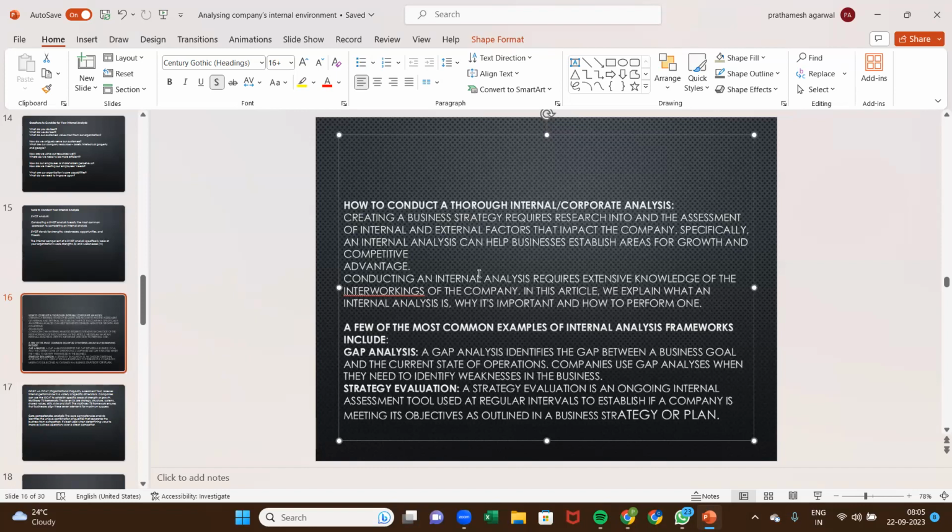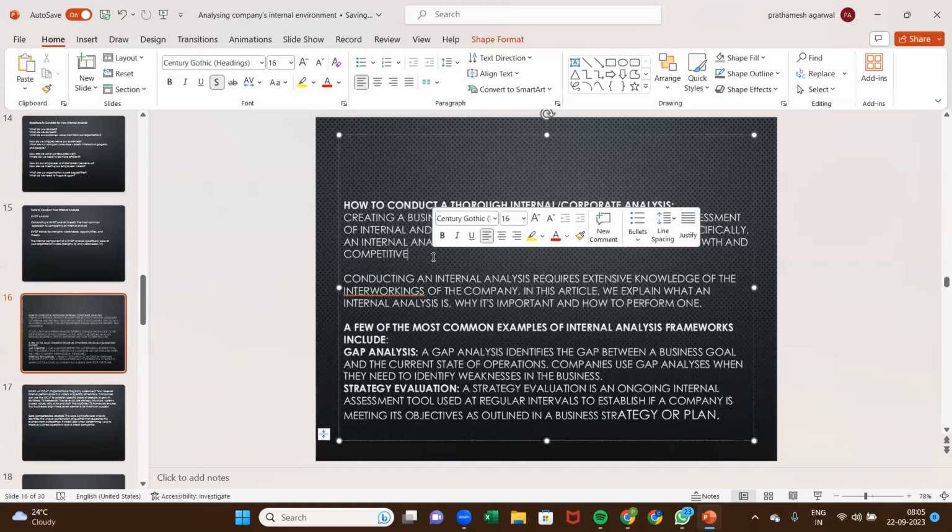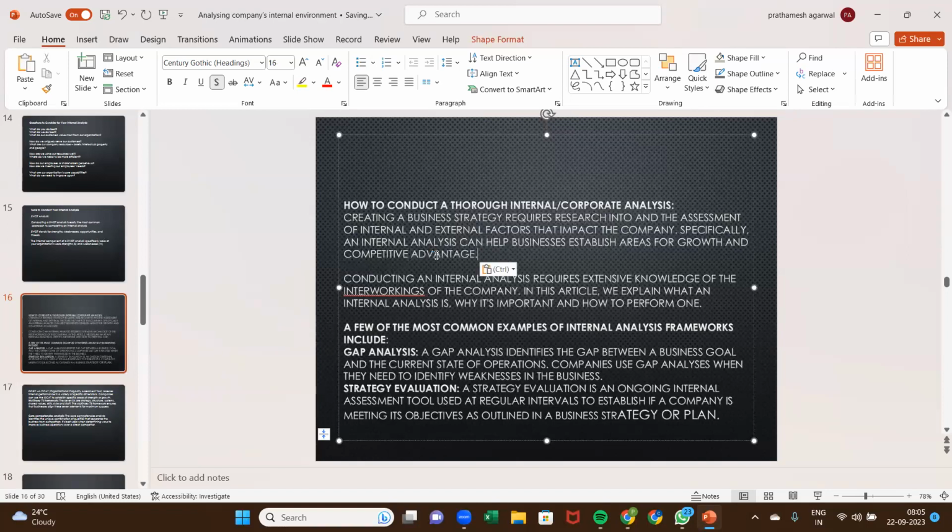Specifically, an internal analysis can help a business establish areas for growth and competitive advantage. So, what is the use of this internal analysis? It will help the company to grow and have a competitive advantage. As we spoke, we have many competitors in the external environment. So, how are we going to be the best and how is our organization going to be different from the other organizations? That is a competitive edge.